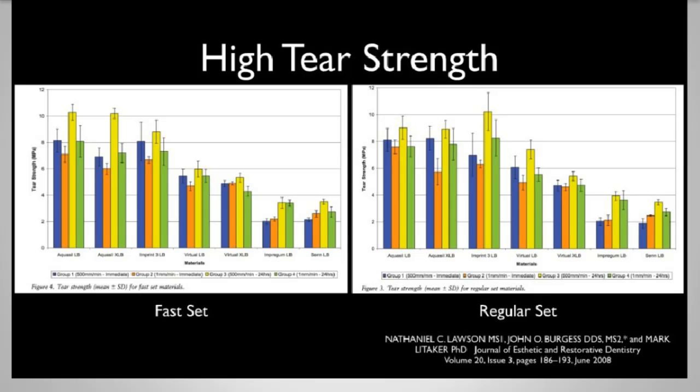What this table is really showing you is that a study was done to say, well, when we remove an impression tray from the mouth or a model from a poured impression, should we do that slowly or should we do that very fast?